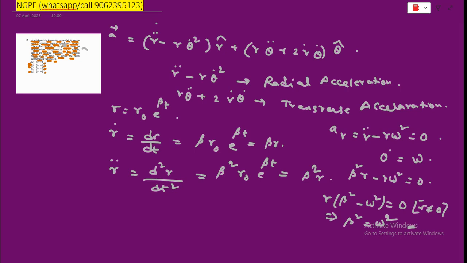Okay, so since the problem tells us beta is a positive constant, we take the positive square root. So beta is omega. Now we are given omega is 2 radian per second. So beta must be +2, right? And when beta is equal to omega, the outward acceleration due to the changing radius is exactly cancelled out by the inward centripetal term, r omega square. So this is a very specific type of spiral called the equiangular spiral.